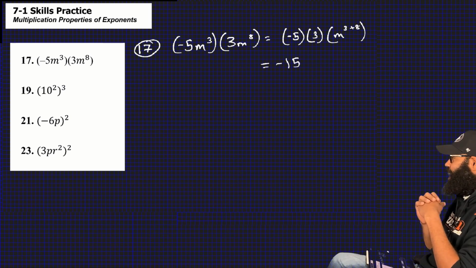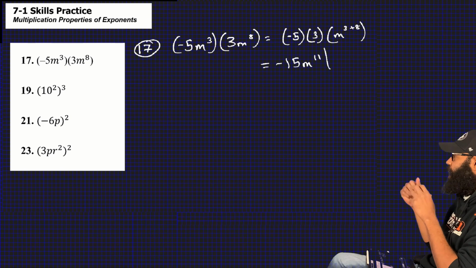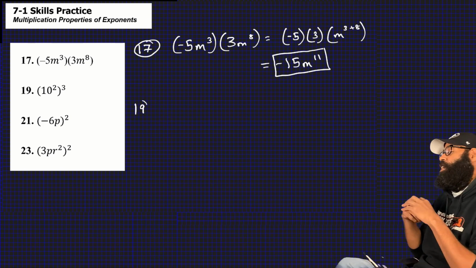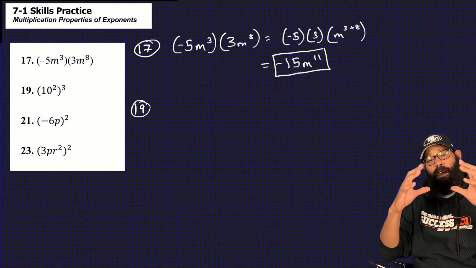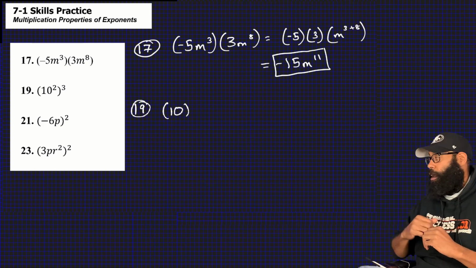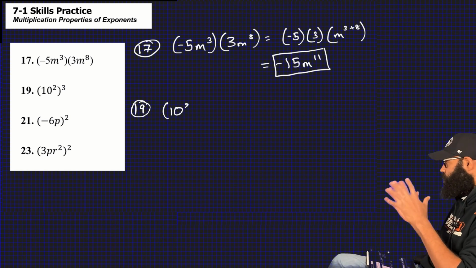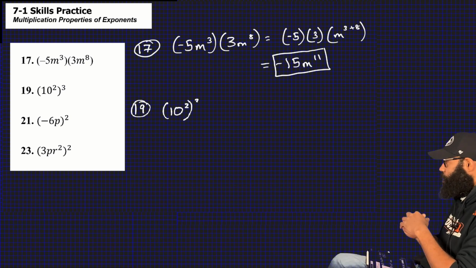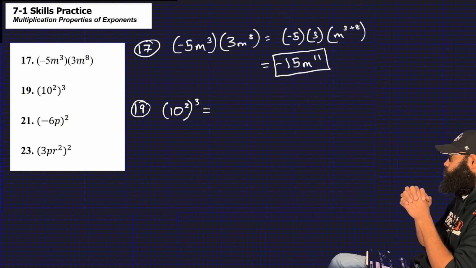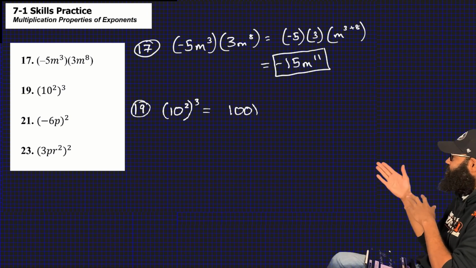So now on 19, this is the power of a power. I got 10 to the second, all to the third power. Let me say it again. 10 to the second, all to the third power. All right, so I would have 10 to the second times 10 to the second times 10 to the second. Or just, what do you know? 10 to the second is 100.